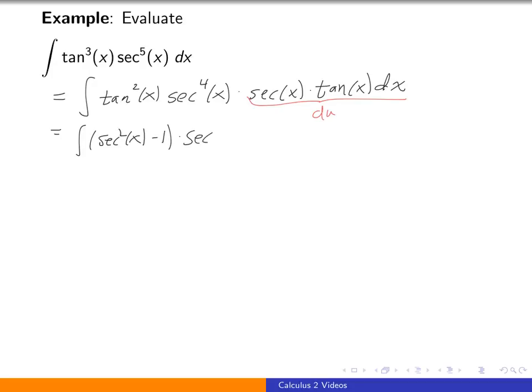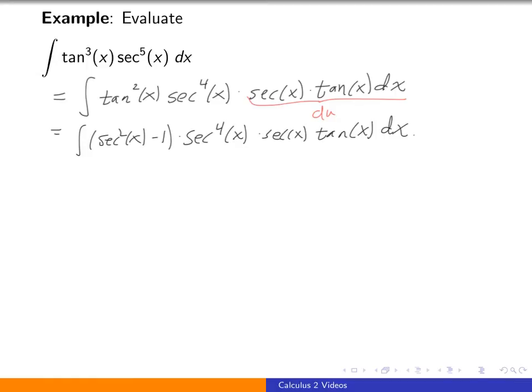And then cutting and pasting the rest down. Secant to the fourth times secant tangent. So we're very similar here in terms of the overall approach, because the power of tangent is odd, and we have some secants. What we do is we take one of the tangents, one of the secants, we save those to be our du, and we take whatever the leftover even power of tangent is, and we rewrite it with the Pythagorean identity.